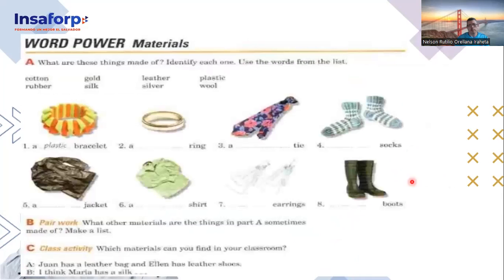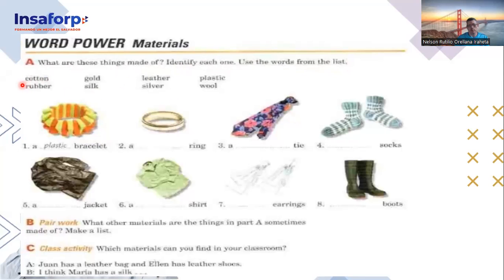Okay, here we have something about things that we can buy and sell. Here we have different items, right? What are these things made of? Identify each one. Use words from the list. Here we have the word cotton.